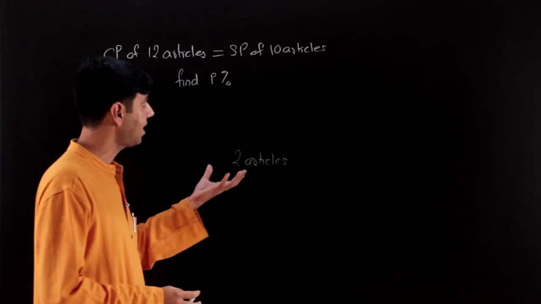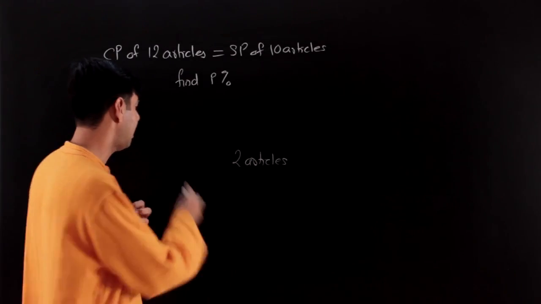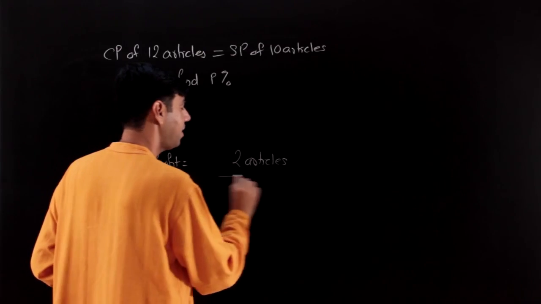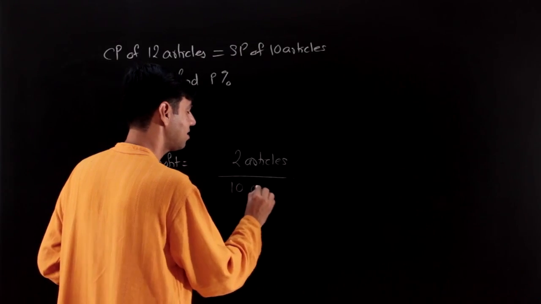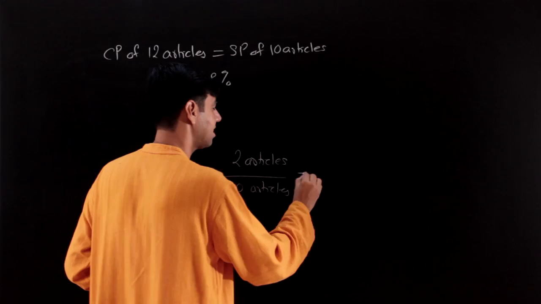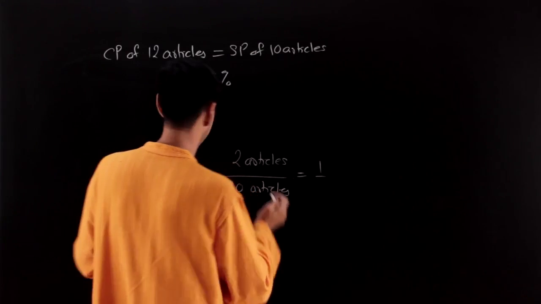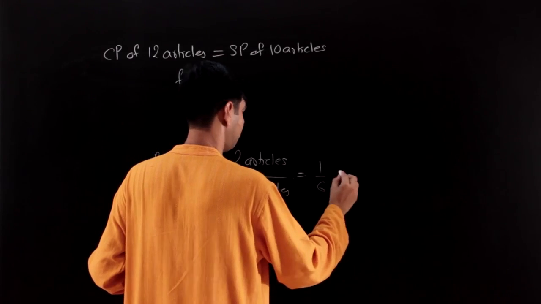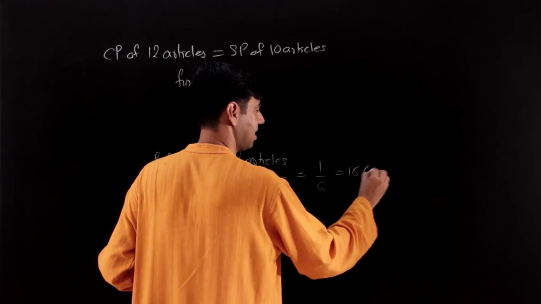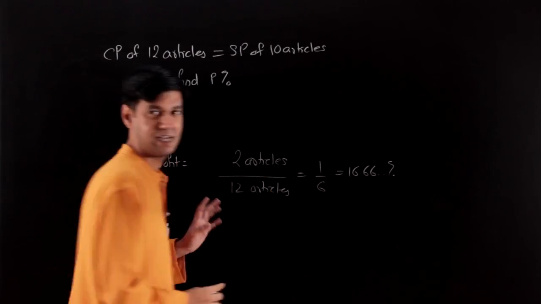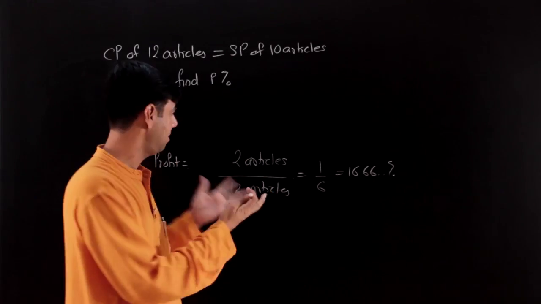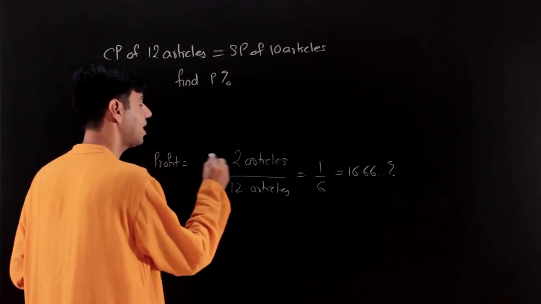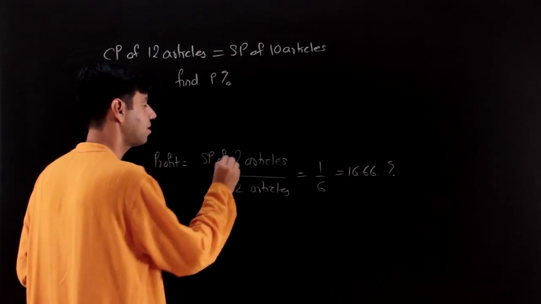So should I say that this is the profit that I have, right? And on what base, on what is my investment? My investment is of 10 articles. They get the answer as 2 by 12 articles, 1 by 6, that is going to be 16.66%. It sounds very convincing and also looks very simple, oh, there's hardly anything to do, but this is wrong, students, right?